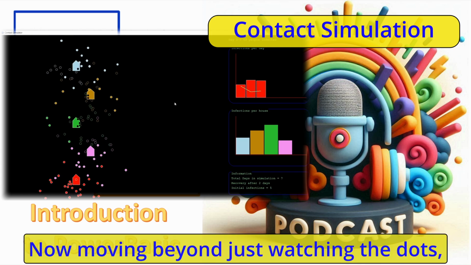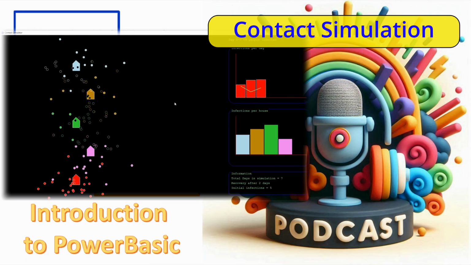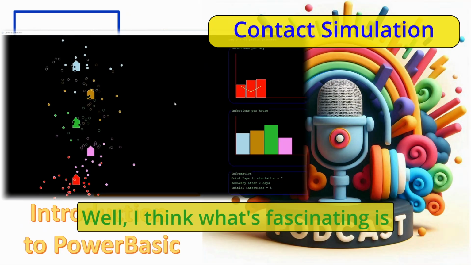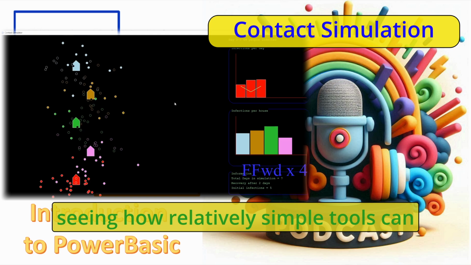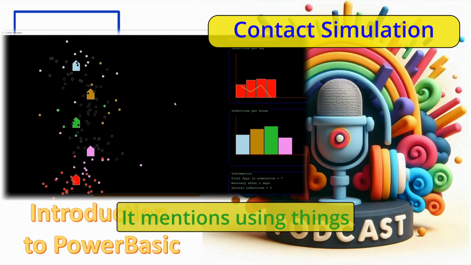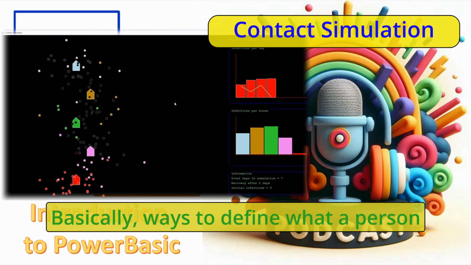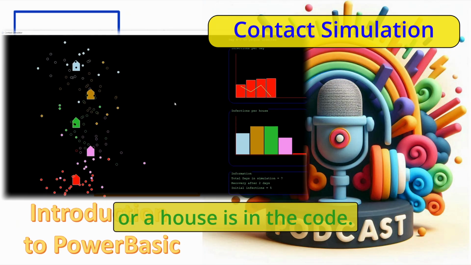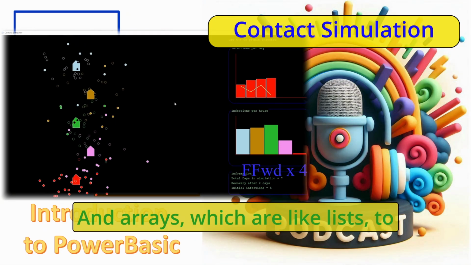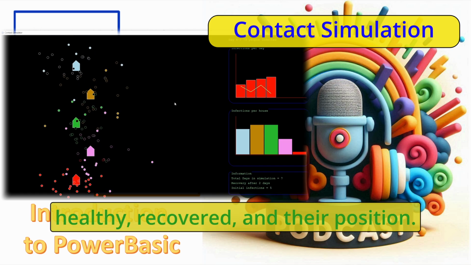Definitely. Now, moving beyond just watching the dots, the source mentions the technical side a bit, PowerBasic graphics commands. Why is that interesting for us as non-coders? Well, I think what's fascinating is seeing how relatively simple tools can model complex things. You don't always need a supercomputer. It mentions using things like user-defined types. Basically, ways to define what a person or a house is in the code. And arrays, which are like lists, to track everyone's status: infected, healthy, recovered, and their position.